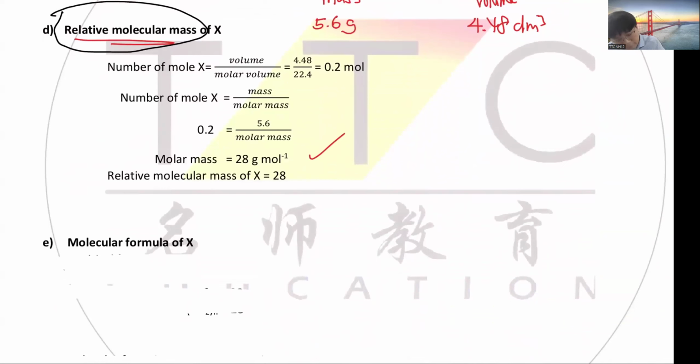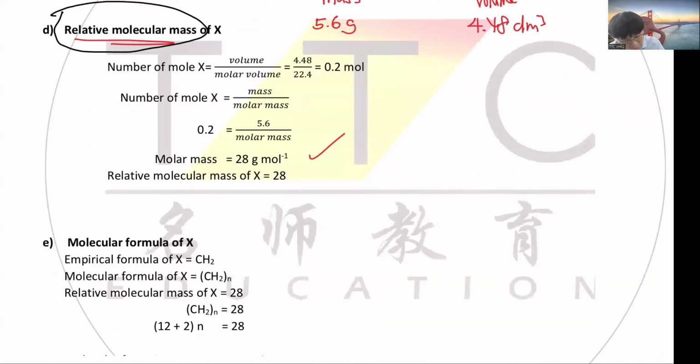Okay, now we do those steps. So you know the molar mass is 28 already. Now you put your 28 equals to the empirical formula multiplied by n to find the actual formula.